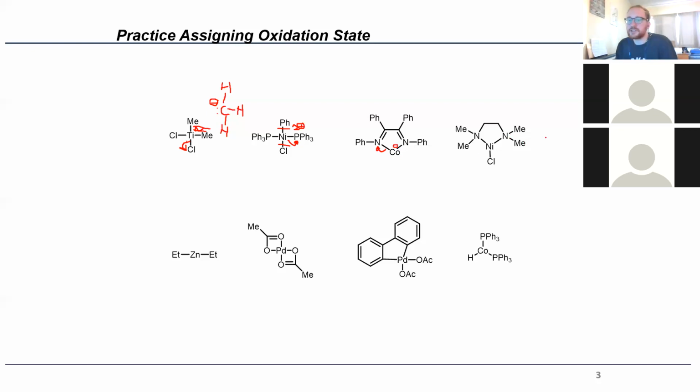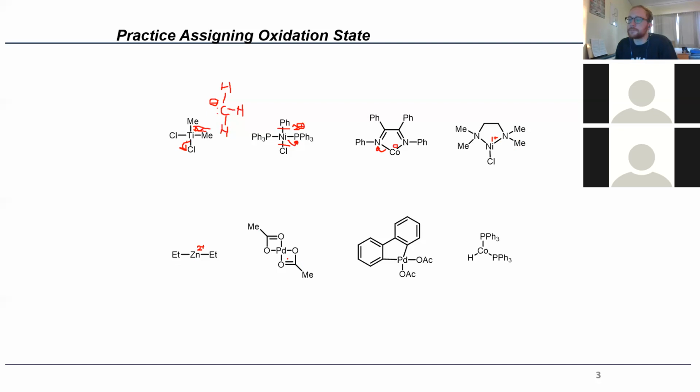Amino ligands, not just imine ligands, also can get their lone pair back, and so this is a nickel 1 complex. Diethyl zinc here, these are 2 ligands that dissociate as anions, and so this is zinc 2.